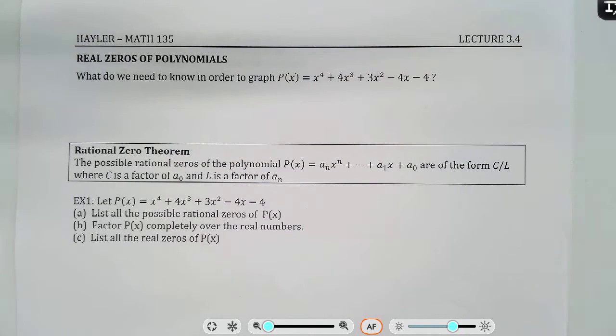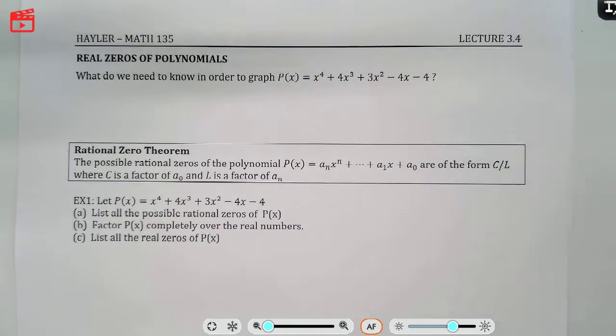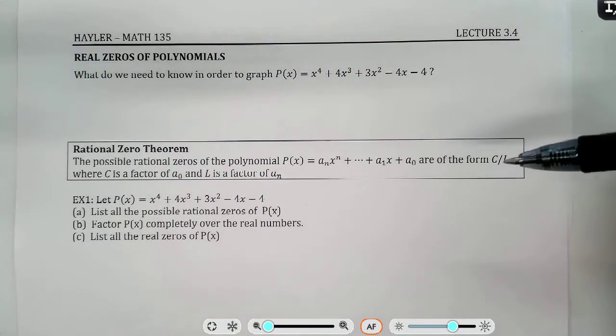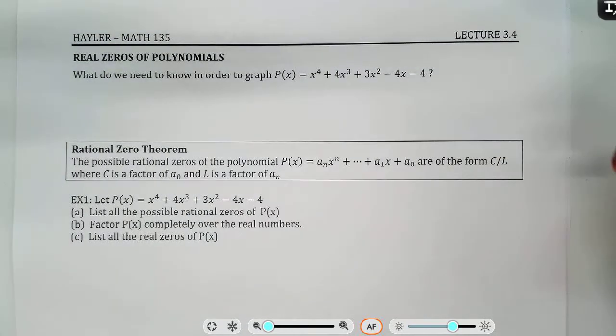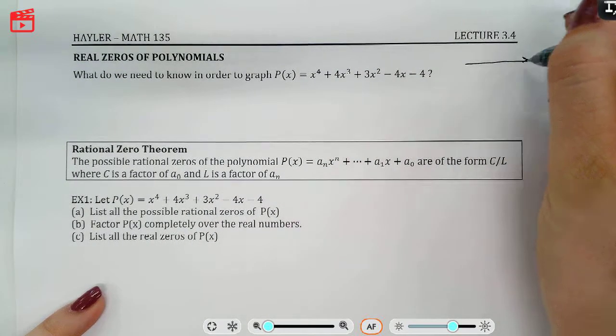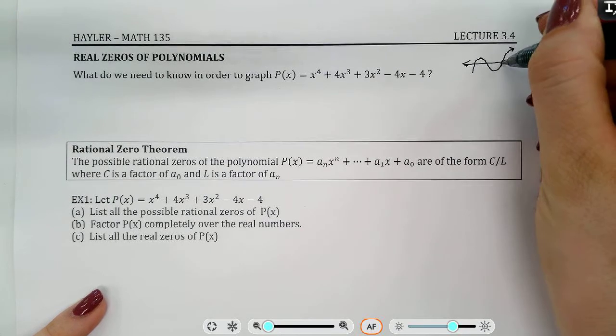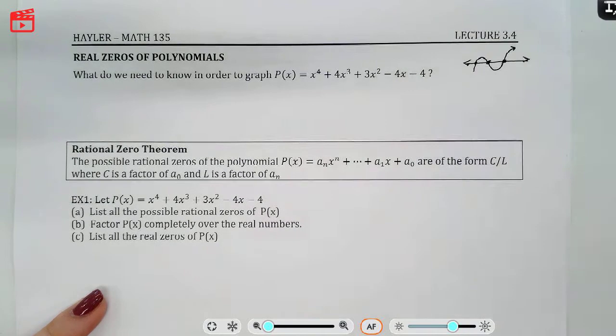So, lecture 3.4. We're going to be looking at the real zeros of polynomials. Real quick, when we're talking about the zero of something, that's talking about the roots, or the answer to our equation, or where we're crossing the x-axis. Those are the roots. If I have a graph, these are the roots that we are looking for.